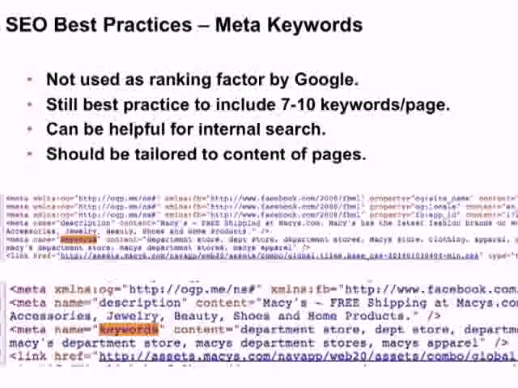Meta keywords, I touched on earlier, are not really used as a ranking factor by Google anymore. It's still a best practice to have 7 to 10 keywords per page, maybe 2 to 3 that you really target with your phrases in the meta title and meta description. You pick from those 7 to 10. It can be helpful for internal search if you really stay after this, but it should be tailored to the content of the pages, and it should be mainly for your internal search usage rather than expecting any benefit from Google.